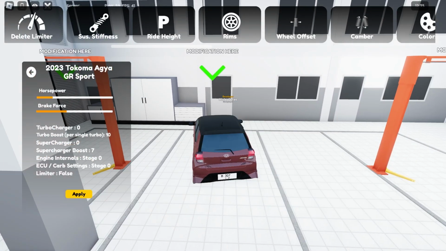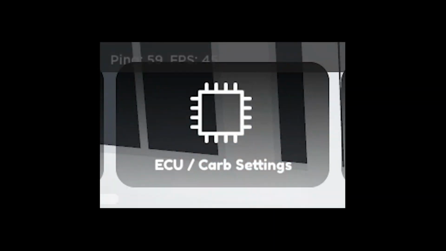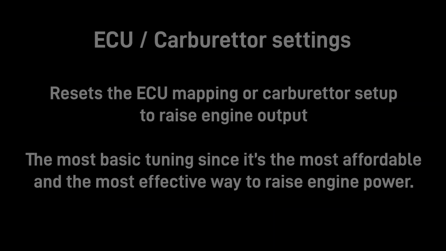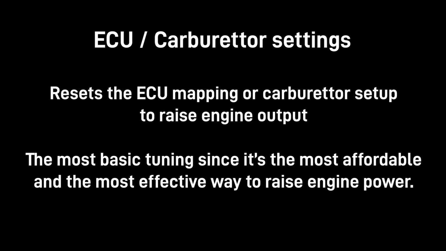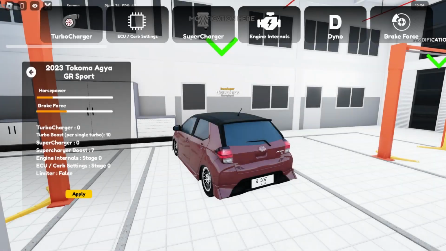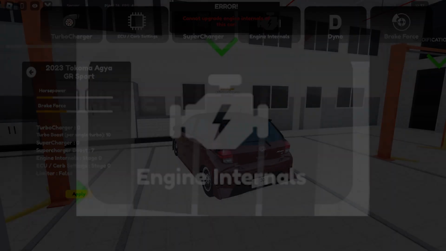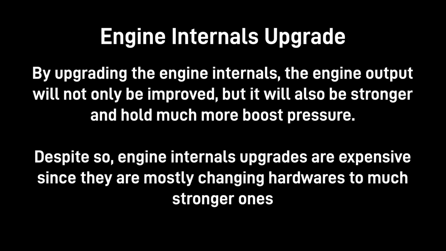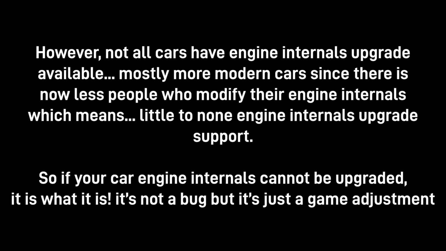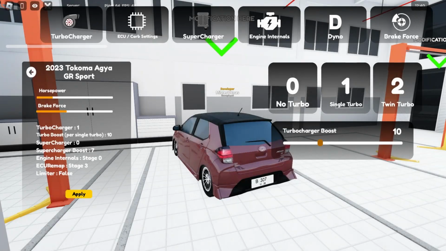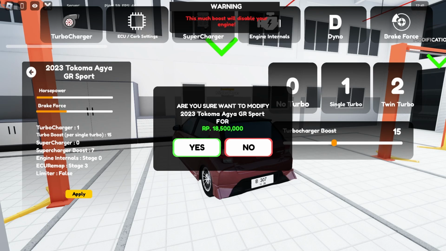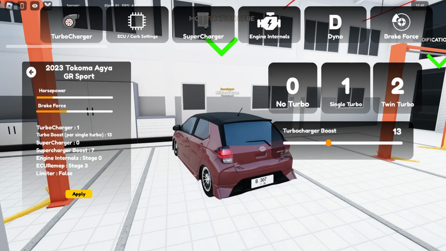The most basic tuning in CDID is upgrading ECU or carburetor settings. This resets the fuel and ignition system, which raises the power of the engine. Next is the engine internals upgrade. This does not only improve the horsepower of the engine, but also lets the engine be stronger and hold more boost pressure. However, there are some cars that cannot have their engine internals upgraded because there are no engine internals upgrades on sale. This only lets the engine have more or less 10 psi more boost than stock boost maximum, unlike cars that could have their engine internals upgraded.